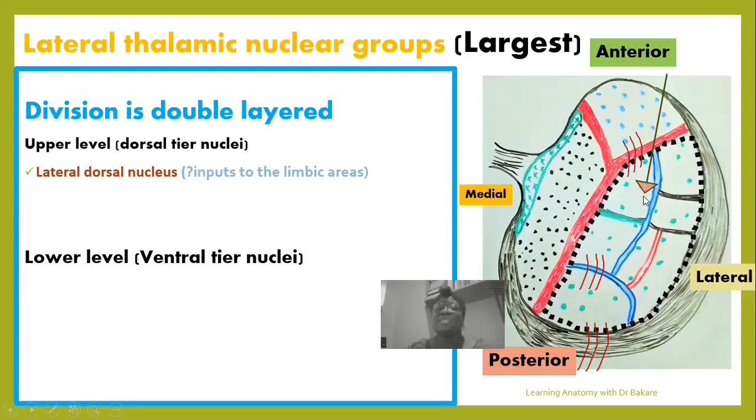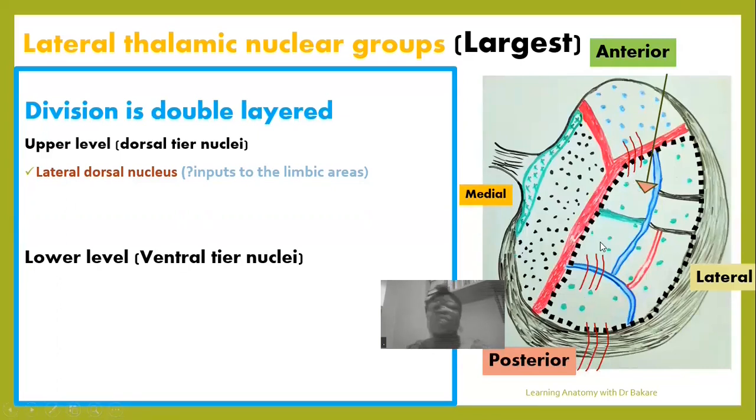This lateral dorsal nucleus does not really have an established function, but it has been projected to be related to the limbic system. If you look at these strands here connecting the anterior thalamic nuclear group with the lateral dorsal nucleus, because of this connection it is able to tap from the function that the limbic system establishes. And that is why it has been projected to have functions related to the anterior thalamic nuclear group.